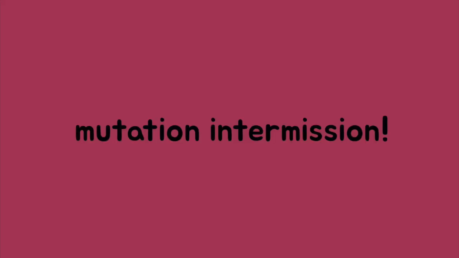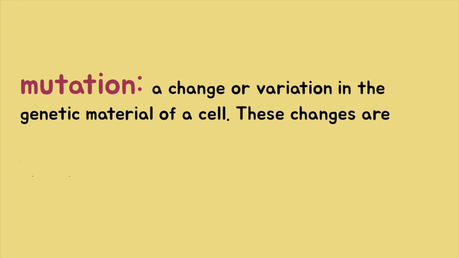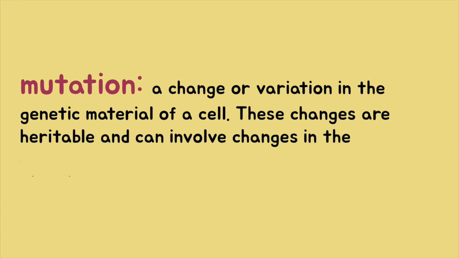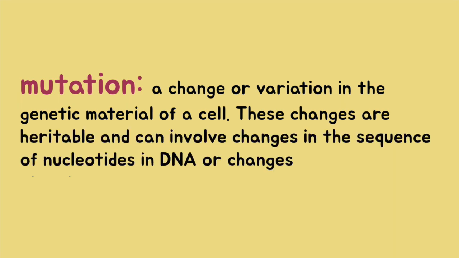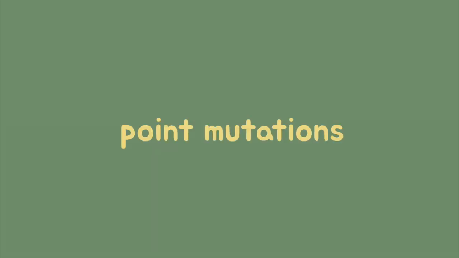Mutation intermission. Mutations are a change or variation in the genetic material of a cell. These changes are heritable and can involve changes in the sequence of nucleotides in DNA or changes in the number or structure of chromosomes. Point mutations. So point mutations change a single base pair and occur at a single point.